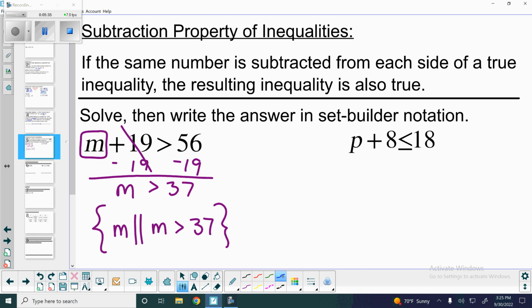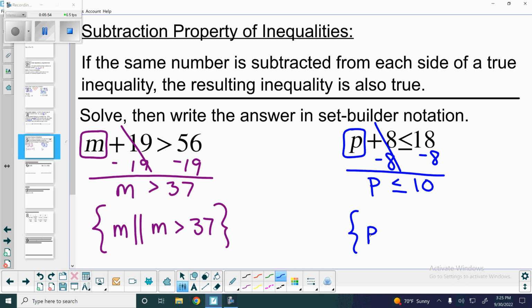The next one, p plus 8 is less than or equal to 18. I'm going to isolate p by subtracting 8 from both sides. When I do that, I'm just left with p over here, less than or equal to 18 minus 8, which is 10. And if I wrote that in set builder notation, it goes in the braces, list what my variable is, and then list what's happening. Okay. So p is our variable, and all the values for p have to be less than or equal to 10, so it can be 10, 9, 8, 7, also decimals and fractions, etc.